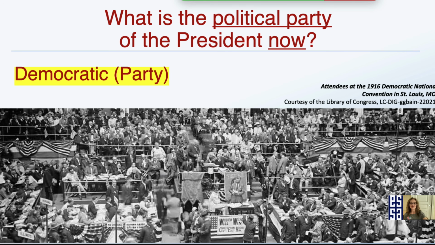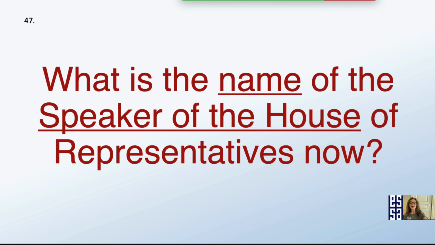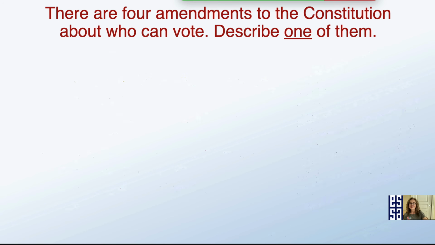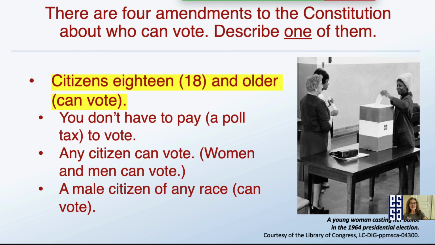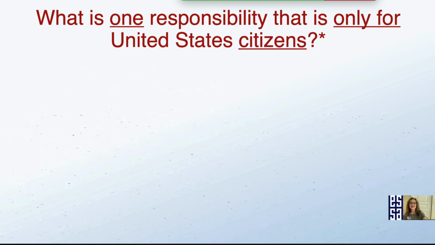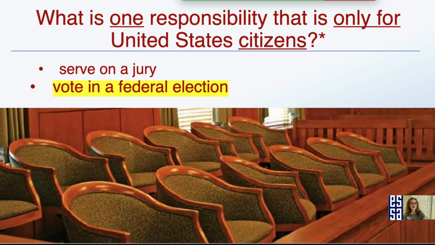Democratic Party. What is the name of the Speaker of the House of Representatives now? There are 4 amendments to the Constitution about who can vote. Describe one of them. Citizens 18 and older can vote. What is one responsibility that is only for United States citizens? To vote in a federal election.